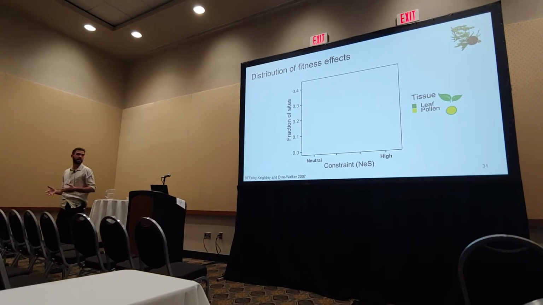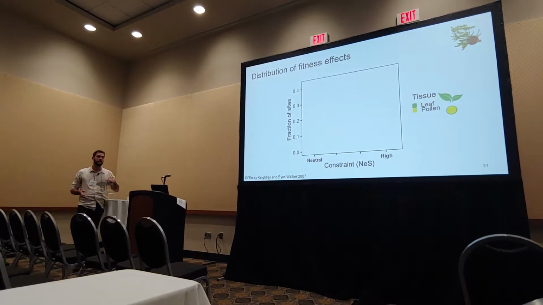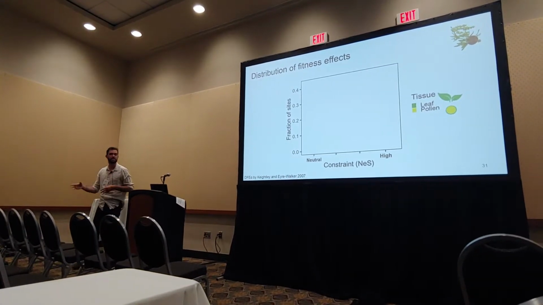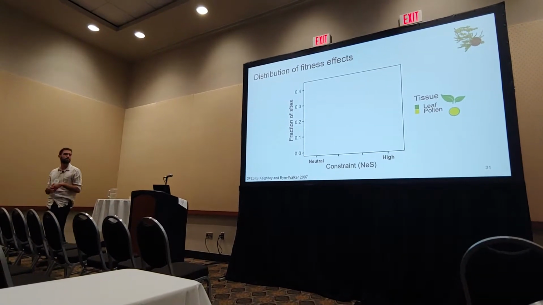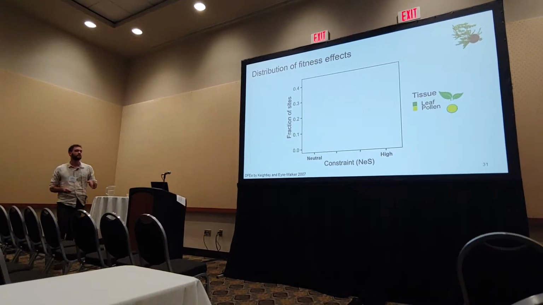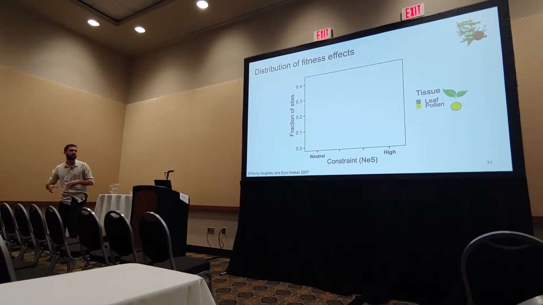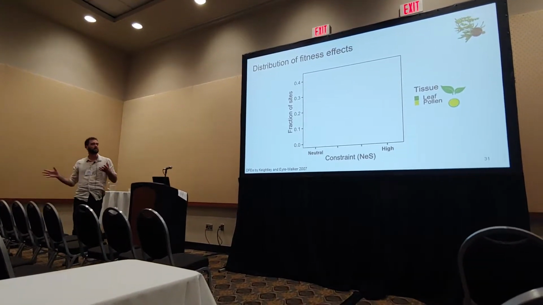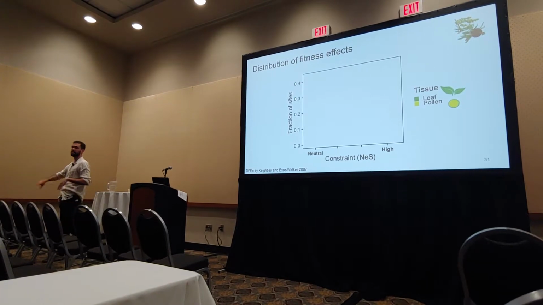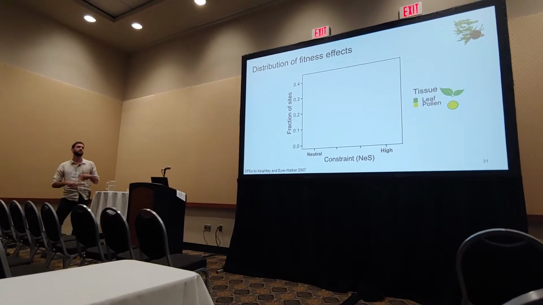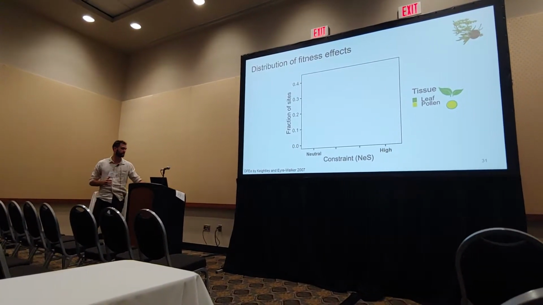And with those data and using DFE-alpha, we can estimate the fraction of sites that are under different levels of constraint. So on the left, we have the most neutral, the fraction of sites that are evolving approximately neutrally, and as you go to the right, you'll see higher and higher constraint, and then we can compare that for leaf and pollen.